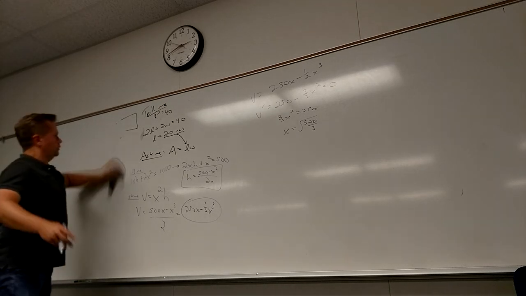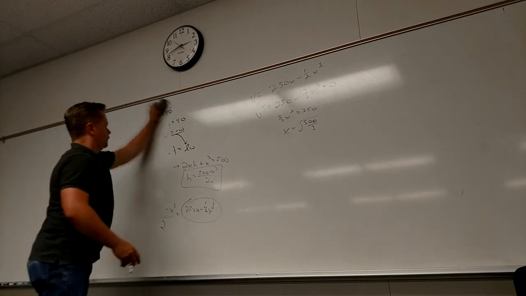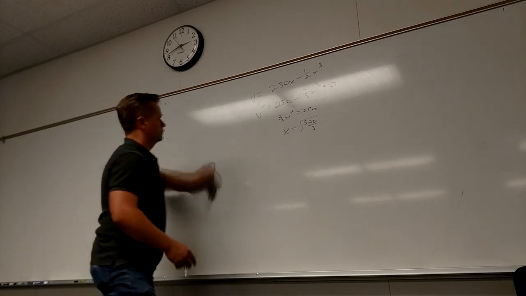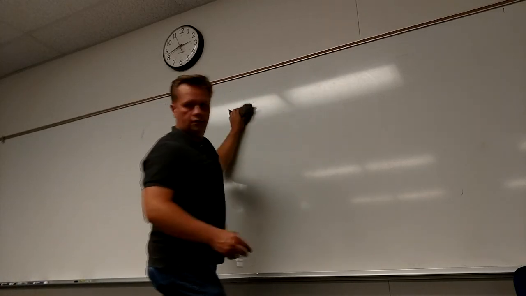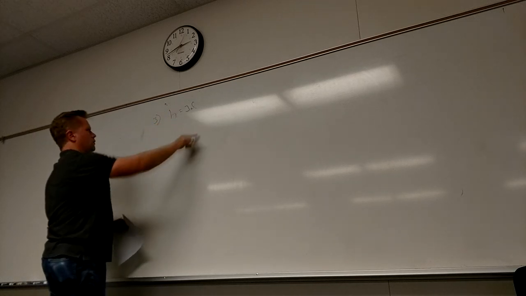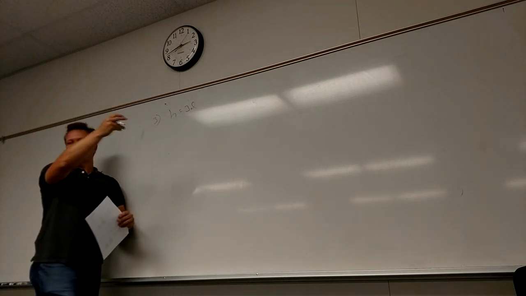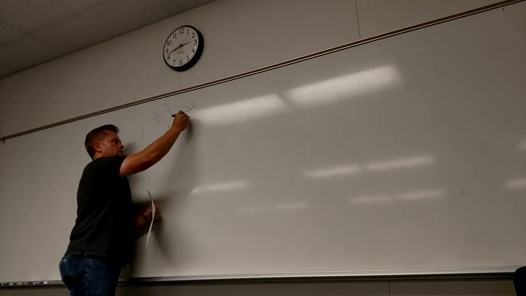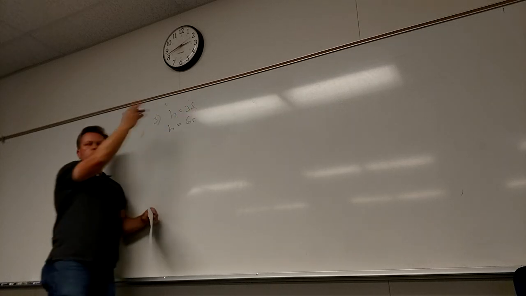What about number 3? That should have been decently straightforward. What do they tell you? In number 3, what do they tell you? Height equals 3D. Yeah, height is 3D. And of course, I don't want diameter, I want radius. So height is 6r, because d is 2r.